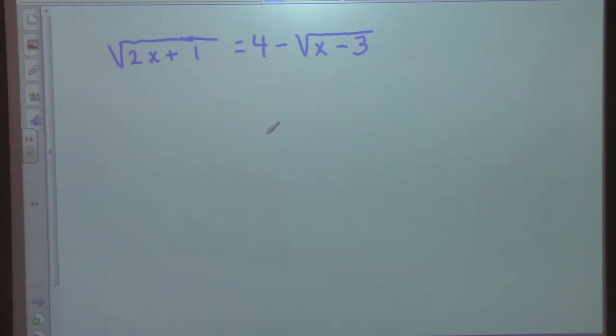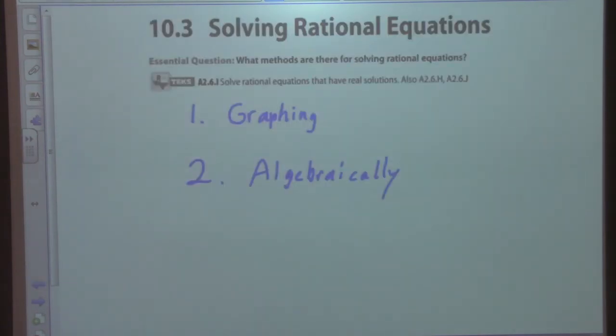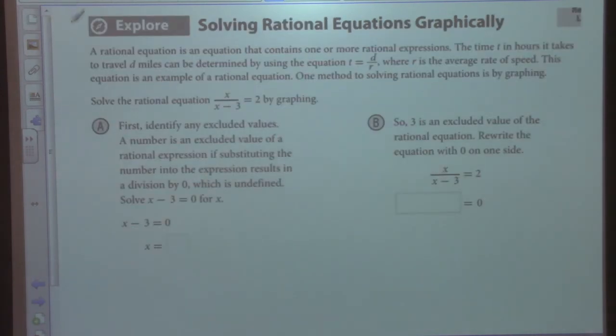Yeah, because you just have to square both sides and it looks funky. Well, yeah, but the problem is when you square both sides, you're going to have a lot of work. I'll show you how the solution is done; I have it on paper. But graphing is a heck of a lot easier, and if you have a calculator in hand, graphing is sometimes real easy compared to algebraically. So we're going to start out by talking about solving rational equations graphically.